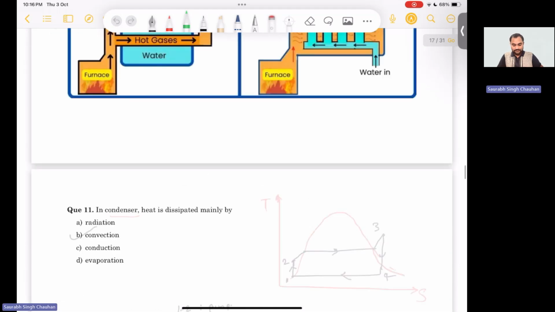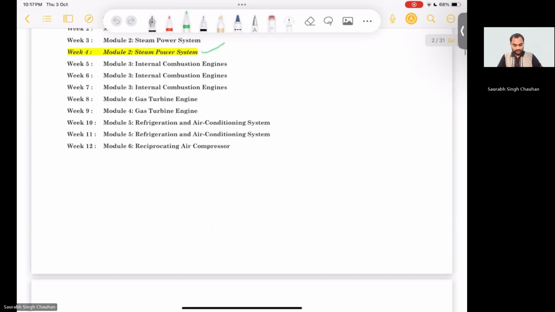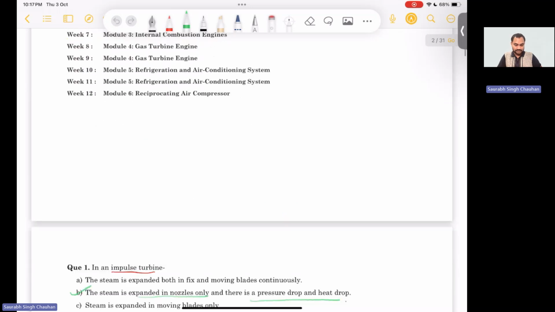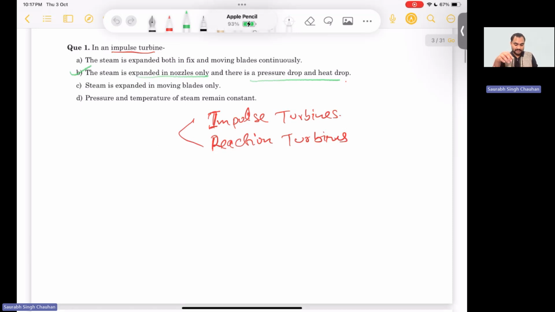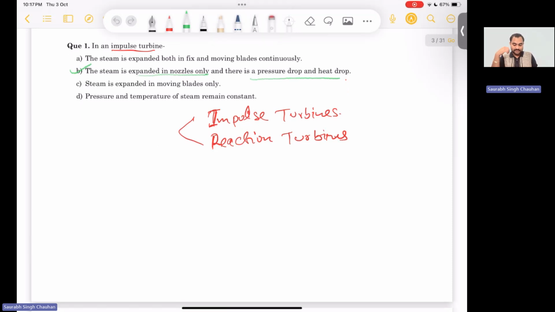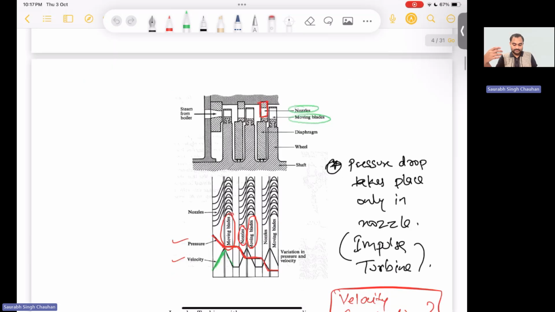So in this session, we have discussed some questions related to steam power systems. We have discussed that there are two types of turbines: impulse turbine and reaction turbine. In impulse turbine, the expansion takes place only in nozzle, and there is no enthalpy change in rotor blades.